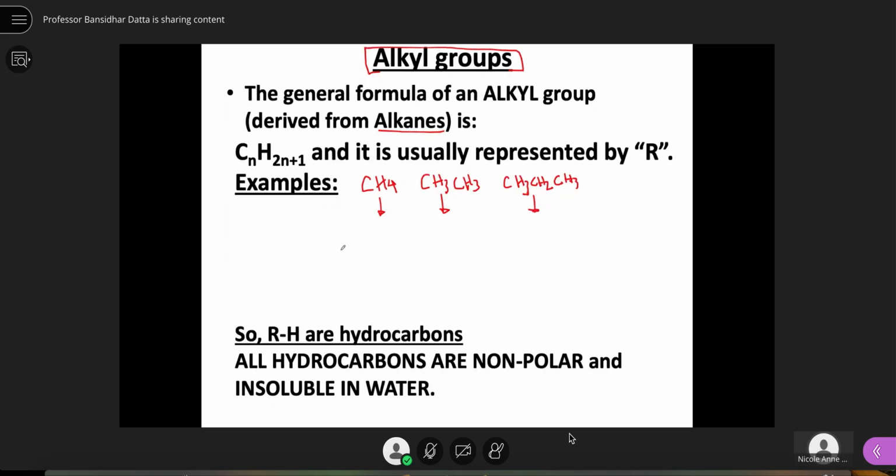Is it methyl? Alright, let me write it down. So methyl group, represented as CH3.